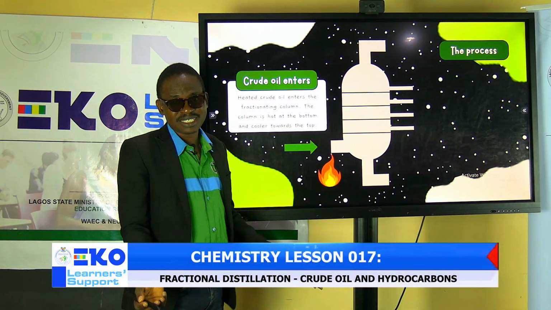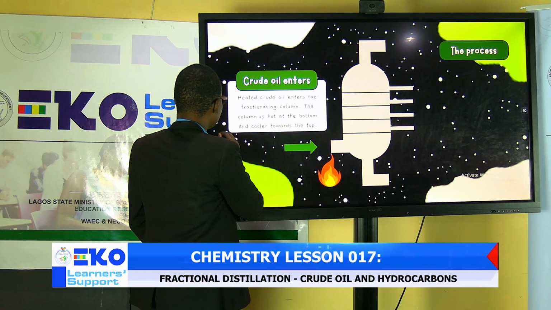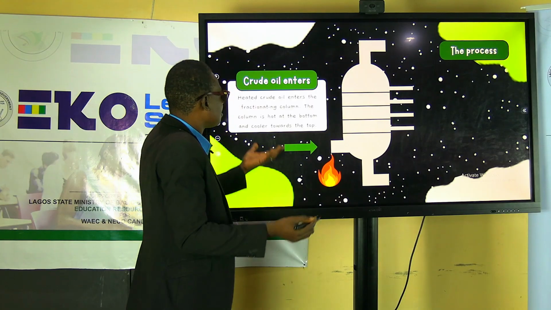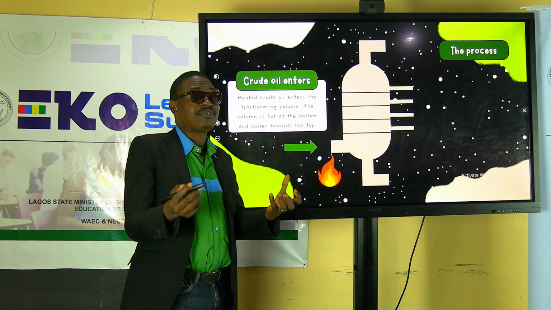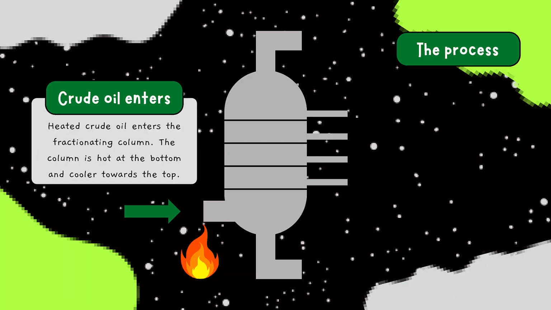What has happened to our crude oil? You need to get to know what happened to our crude oil. Fine. You know what crude oil is? I've told you, they are heavy hydrocarbons. So we need to heat this crude oil in order to separate it into different components.